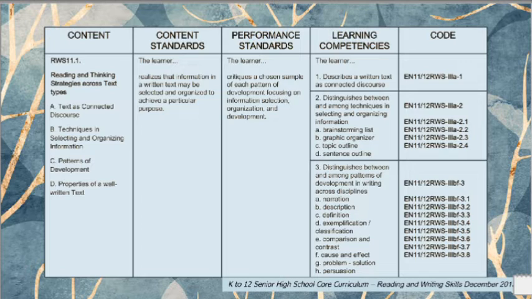First, the learner describes a written text as connected discourse, distinguishes between and among techniques in selecting and organizing information through brainstorming list, graphic organizer, topic outline, and sentence outline, distinguishes between and among patterns of development in writing across disciplines: narration, description, definition, exemplification or classification, comparison and contrast, cause and effect, problem solution, and persuasion. And the last competency is to identify properties of a well-written text through following the standards: organization, coherence and cohesion, language use, and mechanics.